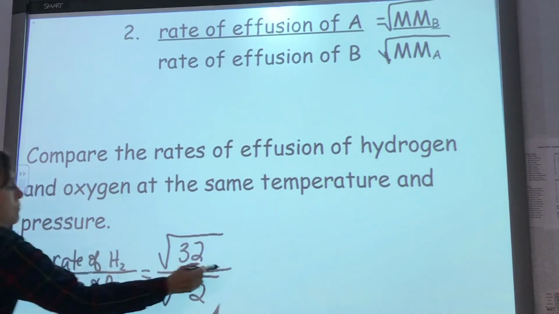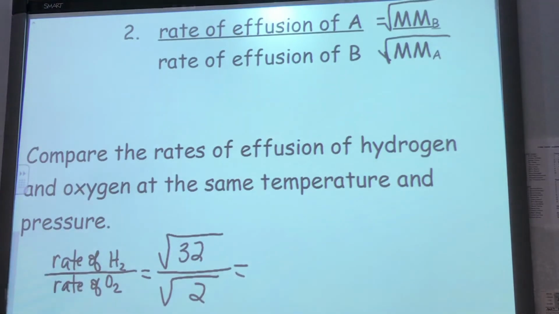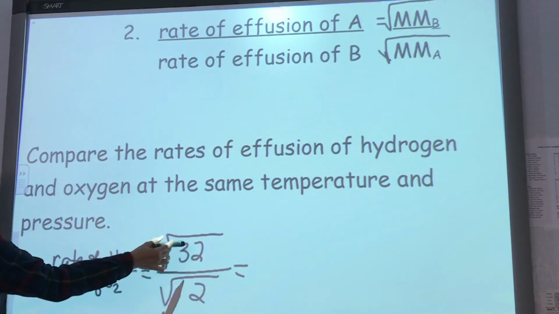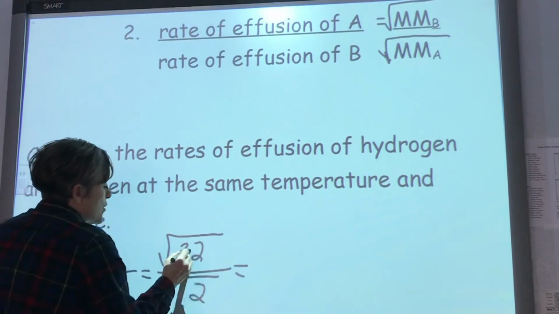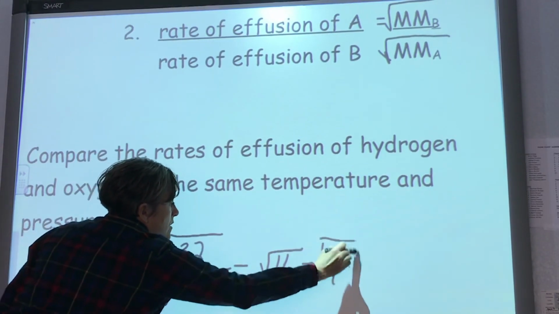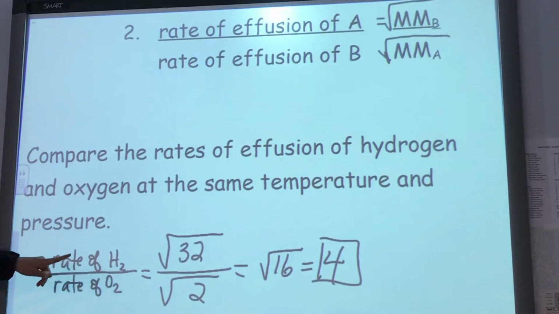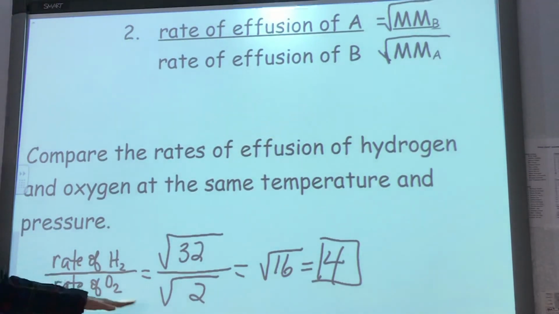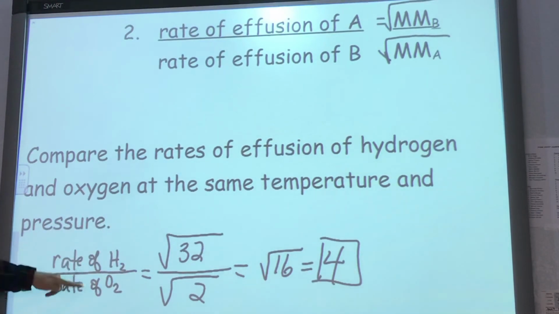Alrighty, so just using our simplification of radicals, we know that we can just divide these two. What we end up with is the square root of 32 divided by 2, which is the square root of 16, which is 4. So what this is saying is that the rate of effusion of hydrogen gas will be 4 times faster than the rate of effusion of oxygen gas. And that's all based on the fact that these gases have different masses. And that's the way that works. And that is what you need to know for your semester final.